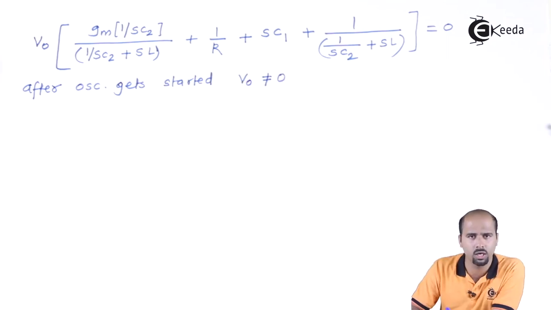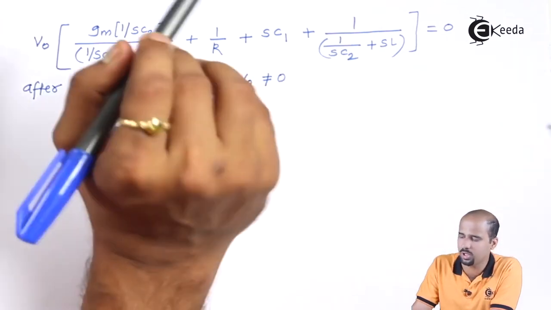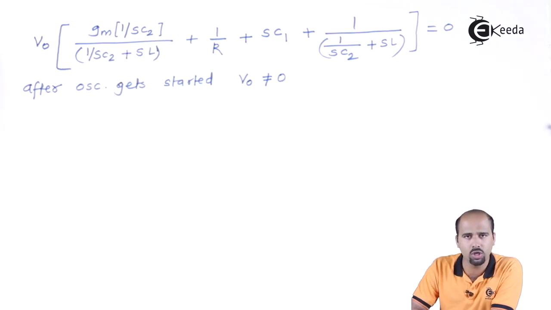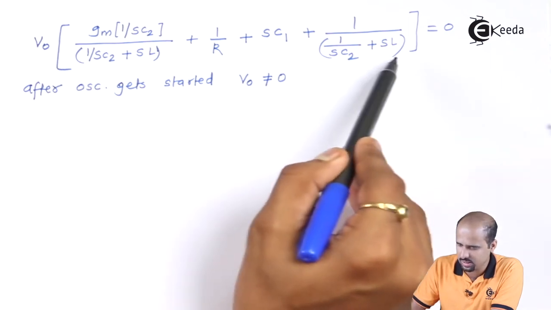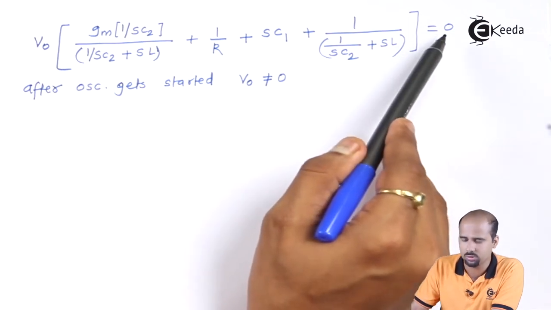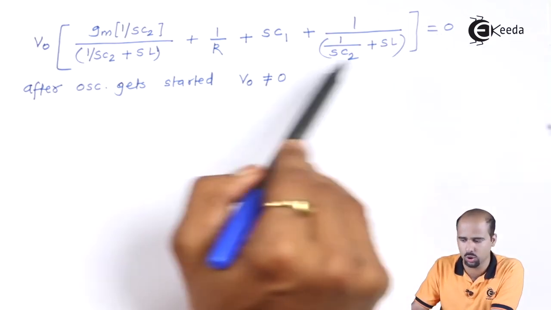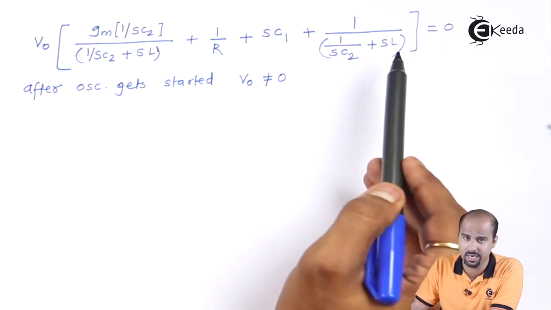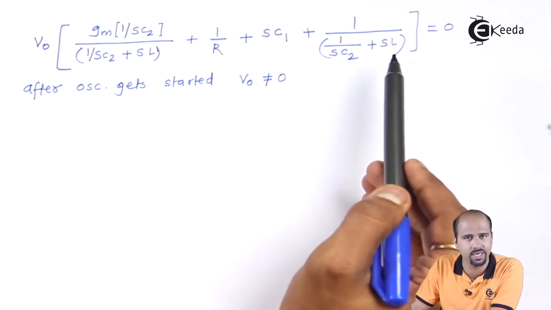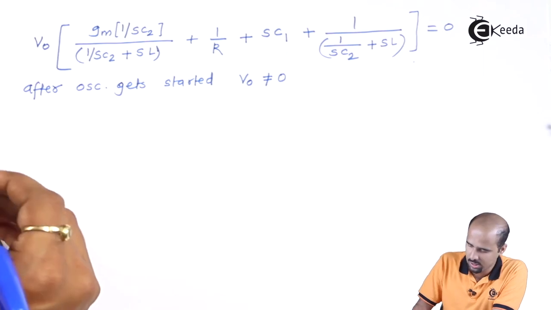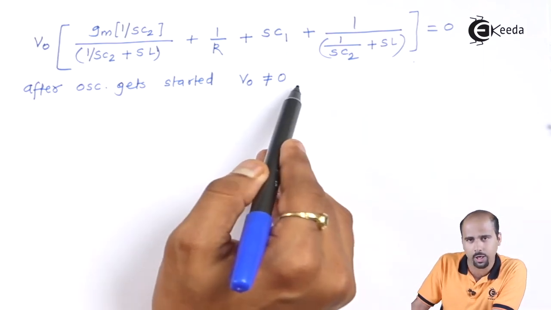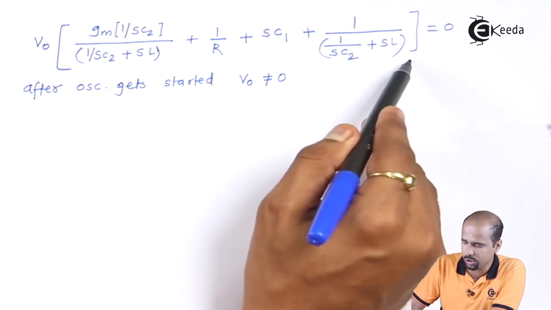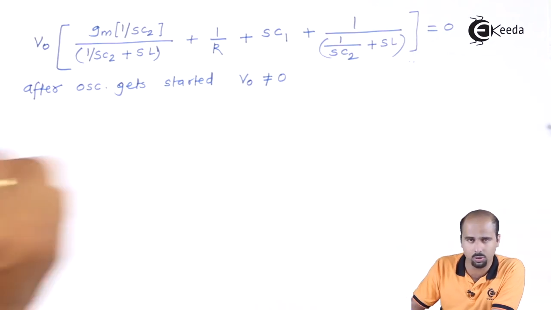That's a simple understanding. VO cannot be equal to zero. So I have only one option to get the sustained oscillation back. This complete equation, I have to equate it to zero. If this gets fulfilled, then I can say that yes, I will get the sustained oscillations. So what I will do, VO cannot be equal to zero, so I'll just have to equate this particular bracket equal to zero.